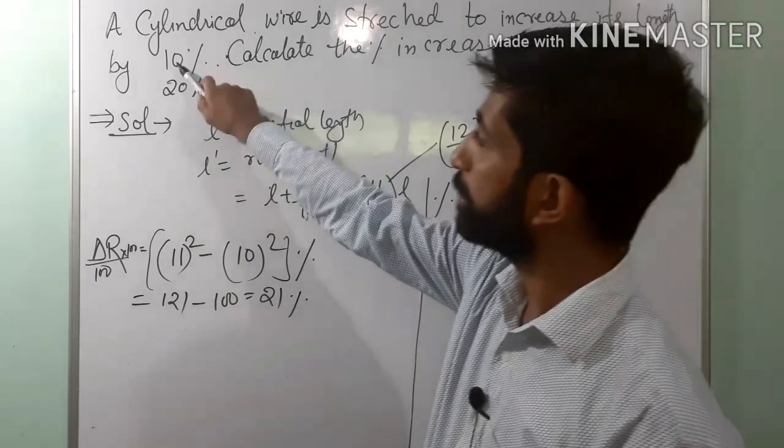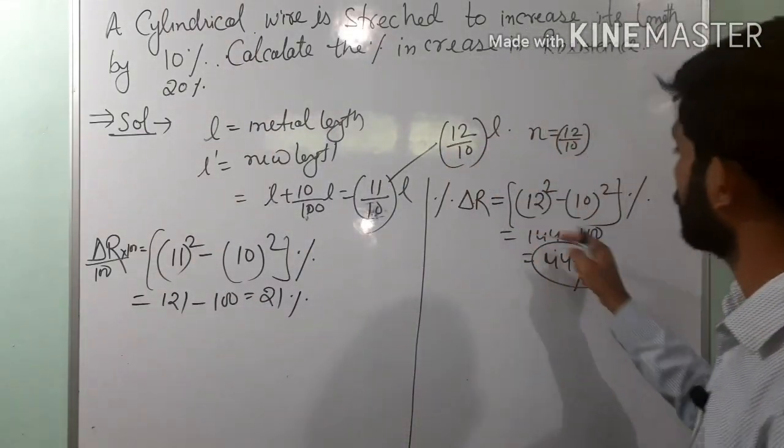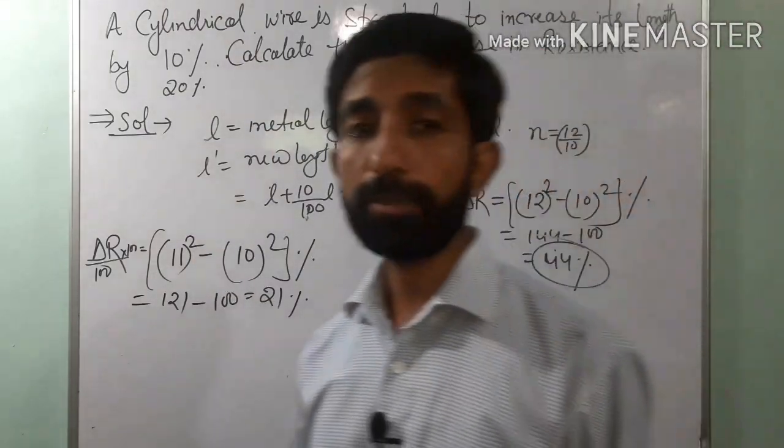So if it is 15% or 30%, accordingly the figure changes and the percentage increase calculation becomes very, very simple.